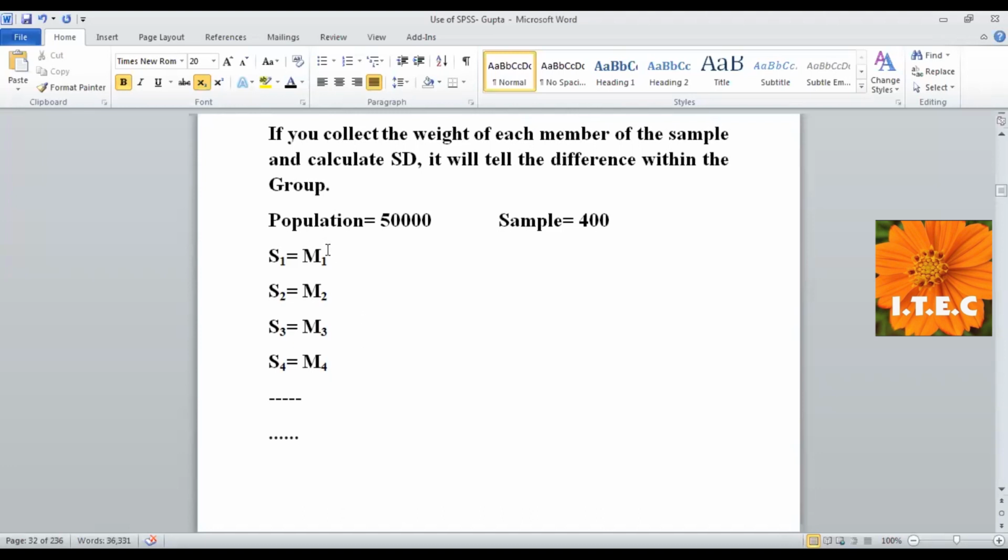Now this M1 is the mean of weight of sample 1, and sample 1 is the group of 400 people. M2 is the mean weight of another sample of 400. M3 is the mean weight of another sample of 400. So M1, M2, M3, M4, M5, Mn, they represent the differences within the group.